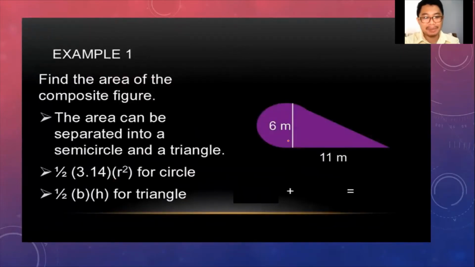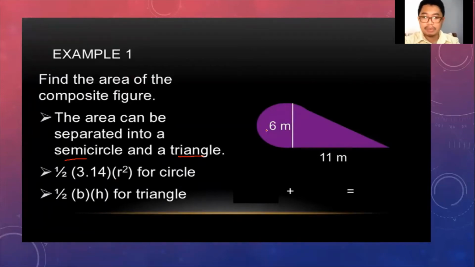example number 1. Okay, so this is our illustration. As we can see here, we have a semicircle and also a triangle combined into one. So to find the area of this composite figure, we are going to separate it, or find the area of the semicircle and the area of the triangle.